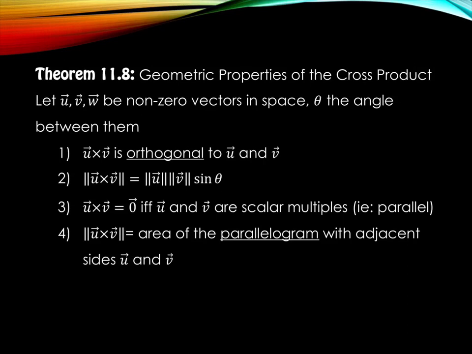U cross V is equal to 0 if and only if U and V are scalar multiples, i.e. parallel. So number 5 on the algebraic properties above would be a very special case of that, right? U is parallel to itself, with the same direction and magnitude. And number 4 might be the most interesting one: not only does the U cross V vector create an orthogonal vector, but the magnitude of it is the area of a parallelogram.